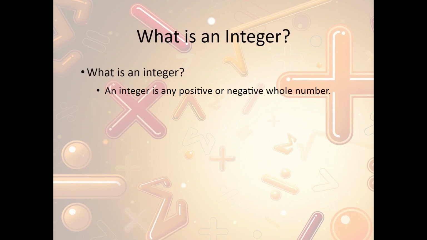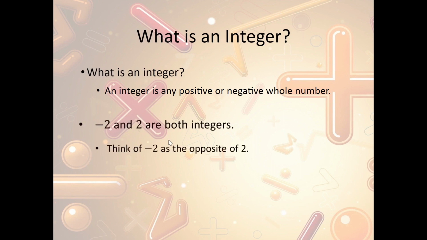So it doesn't include fractions, it doesn't include pi or anything like that. Integers are just the whole numbers and the positive and negative versions of those. So for instance, negative 2 and 2 are both integers. And we can think of negative 2 as being the opposite of 2.